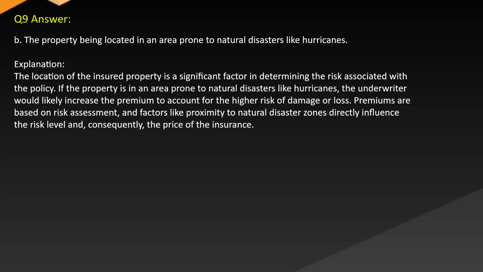Answer: B. The property being located in an area prone to natural disasters like hurricanes. Explanation: the location of the insured property is a significant factor in determining the risk associated with the policy. If the property is in an area prone to natural disasters like hurricanes, the underwriter would likely increase the premium to account for the higher risk of damage or loss. Premiums are based on risk assessment and factors like proximity. Natural disaster zones directly influence the risk level and, consequently, the price of the insurance.